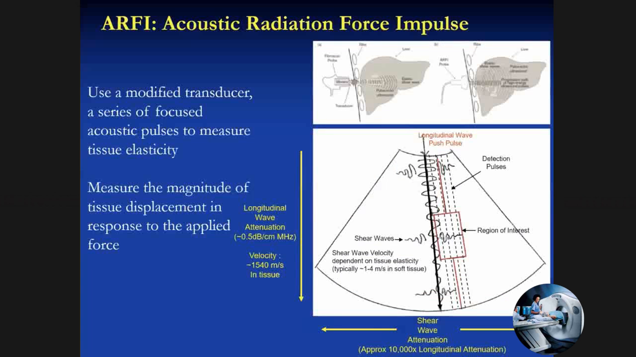Beyond TE, ARFI is another useful method, but it is not used as much as TE. ARFI is acoustic radiation force impulse. When we perform TE, we evaluate the reflex wave. When we perform ARFI, we evaluate the deviation of the shearing wave. We use a modified transducer to deliver a zero of focus acoustic pulse to measure the tissue elasticity. We measure the magnitude of the tissue displacement in response to the applied force within this ROI.